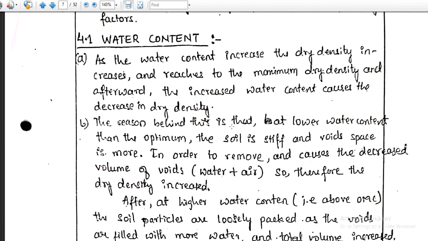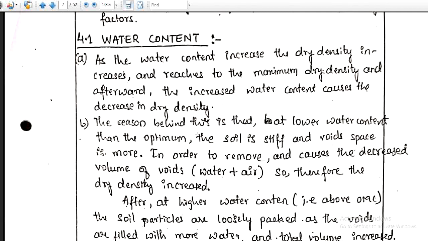The reason behind this is that at a water content lower than the optimum moisture content, the soil is stiff. So this is the reason behind the fall of the curve which we studied previously. That means at water content below the optimum moisture content, the soil will be stiff, and stiffer soil leads to more voids, and more voids lead to lower dry density.